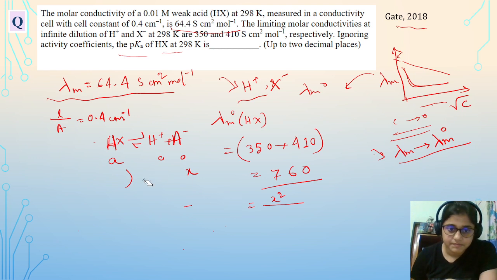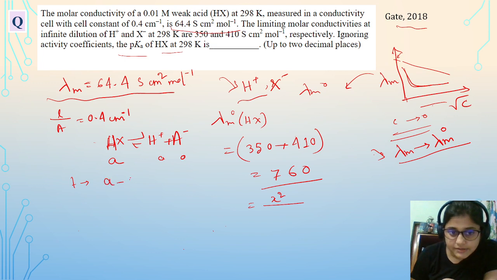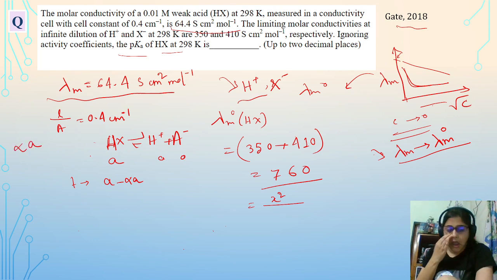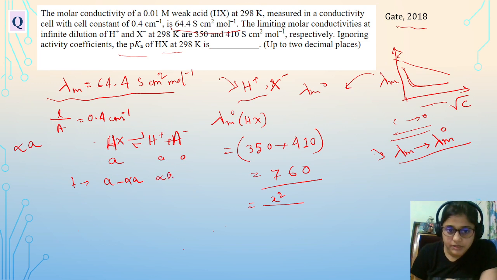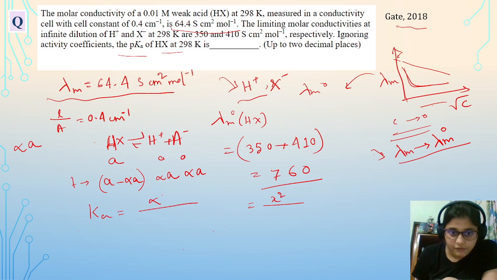So this is A and 0, 0. After time t, this will be A minus alpha A, because alpha is the rate of dissociation. So alpha into A, where A is the initial concentration, will be multiplied. This you have actually read in the 11th class. So Ka will be alpha square A square by A minus alpha A.